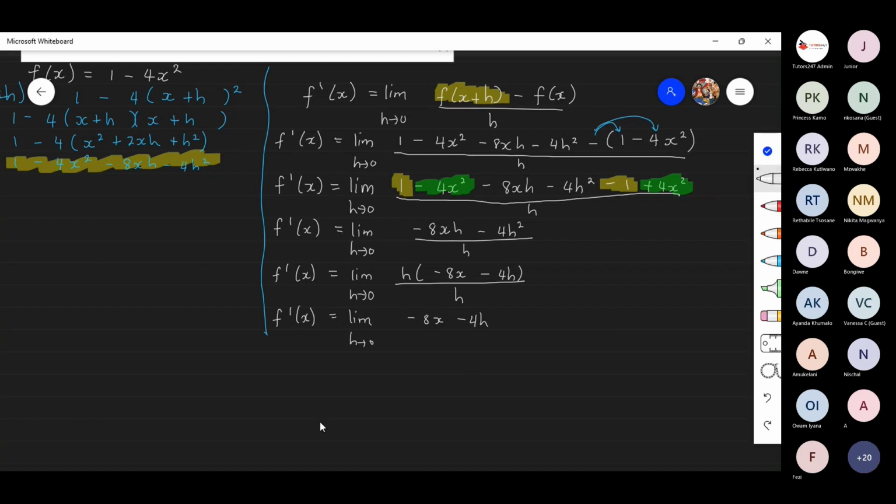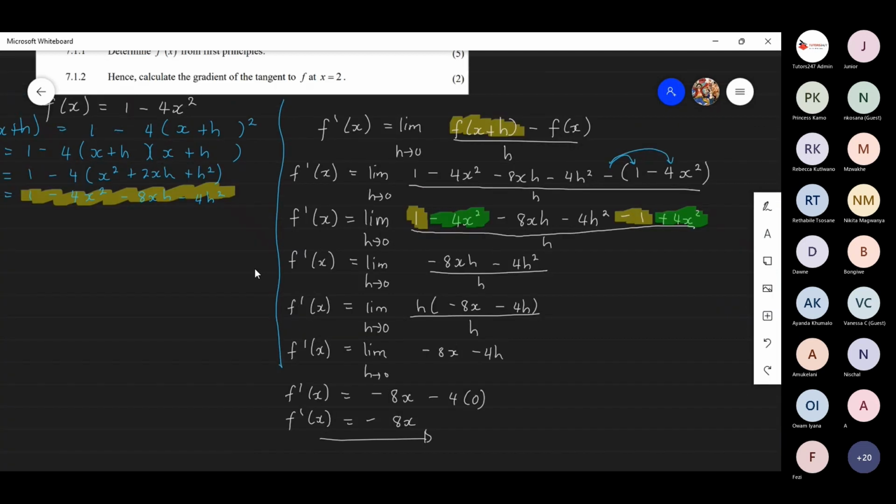So that is then going to be f prime of x equals, now we are not going to write the limit part because this is the step whereby we substitute. So that is going to be negative 8x minus 4 into 0, and that will give us a final answer of negative 8x. Okay.